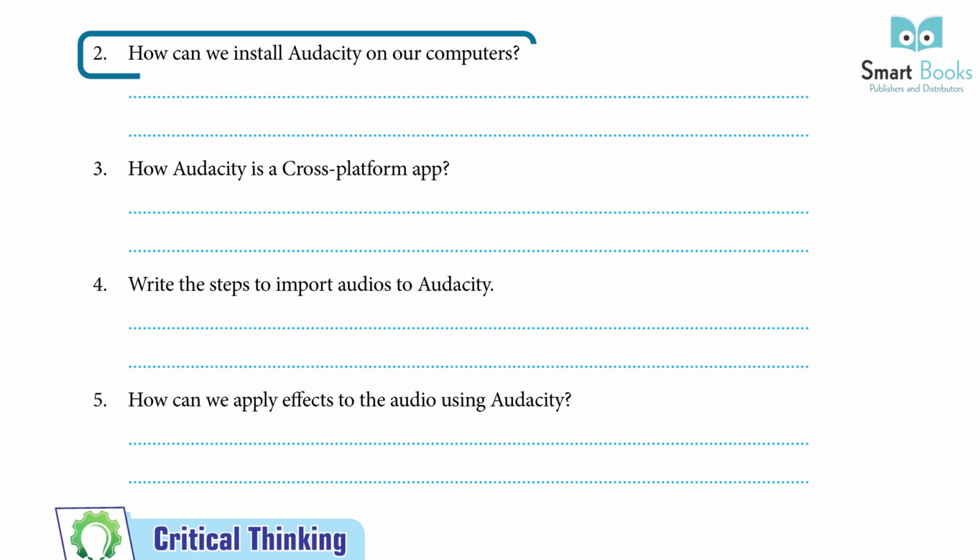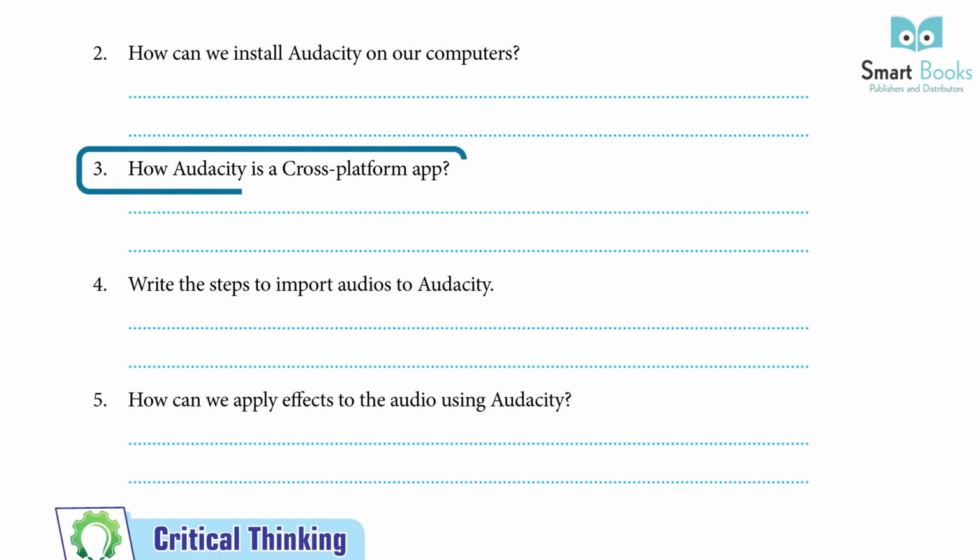2. How can we install Audacity on our computers? Answer: Audacity is a free open source program. The most recent version of Audacity is readily available online. Open the browser application on your computer and type the URL displayed below in the address field to download Audacity. www.audacityteam.org.